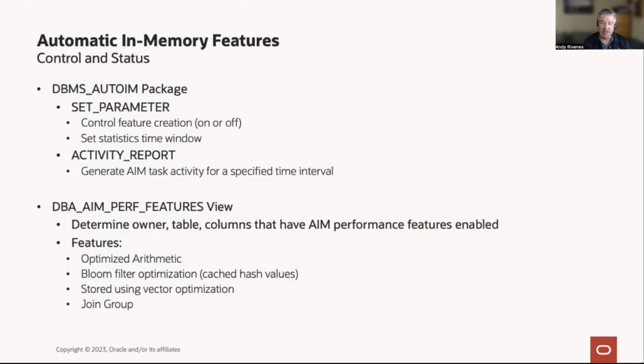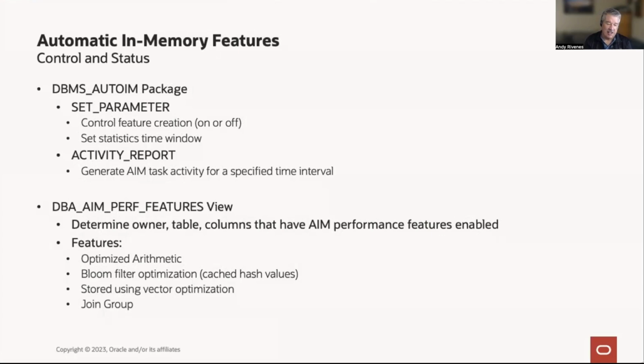And then there's another view, DBA_AIM_PERFORMANCE_FEATURES, where it will tell you the features that are available and whether they're in use. And I listed those features: in-memory optimized arithmetic; Bloom filter optimization; storing hashed values, which is basically the ability for us to cache the hashed values rather than having to recompute the hash every time on the fly; vector optimization, which is also another way to improve SIMD performance; and then the enablement of join groups.